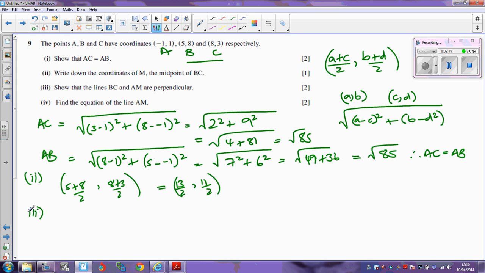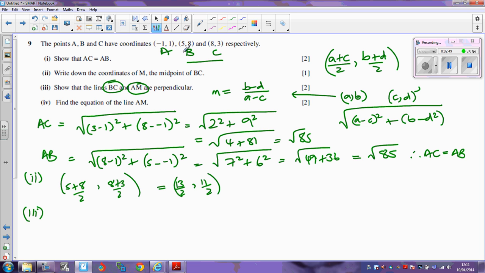Okay, part 3, show that the lines BC and AM are perpendicular. Right, to find the gradient of 2 points, we will do the difference between the y coordinates, so b minus d, divided by, if we do it that order, b minus d, we have to do a minus c. So the gradient of the line joining those 2 general points is that. So to show that BC and AM are perpendicular, I'm going to find the gradient of BC and the gradient of AM.